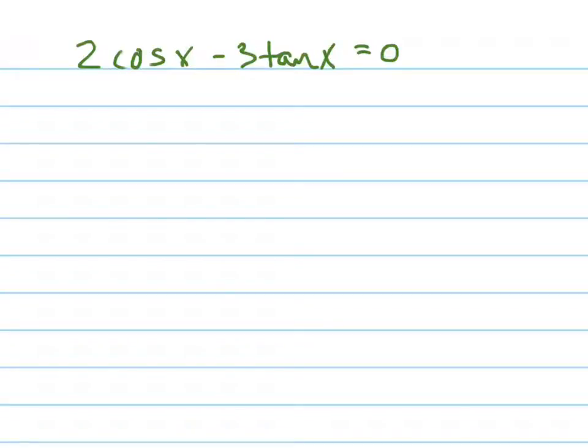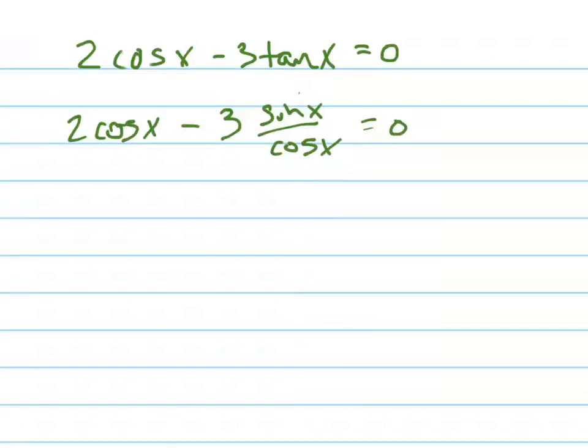Let's solve this equation for x. Notice that I have two. There's a couple ways you can do this problem. I'm going to do it the easiest way. It equals 3. The tangent is sine x over cosine x equals 0. Now, I'm going to clear the fraction.